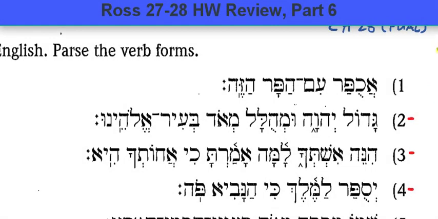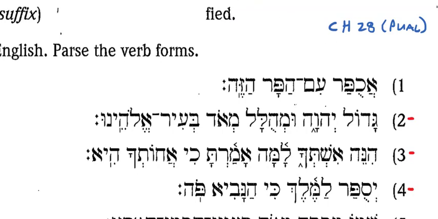So let's look at some of the exercises from chapter 28, the Pual, and we'll start with number 1. I'll read the text here: Akupar im hapar haze. Here I have 3 root letters of a verb form that I believe is new in our chapter, kafar. And I have a prefix aleph here. So this is clearly a 1CS prefix with no qamets on the end. So that is looking like an imperfect 1CS.